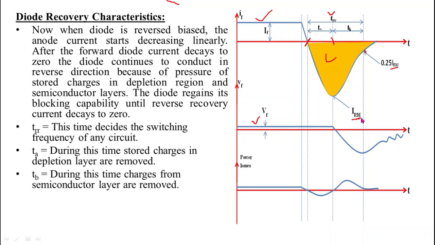Now what is QR? It is the total stored charges and it is represented by this shaded area. So the conclusion is, during time TRR, we have to remove all these stored charges, shown by this shaded area. In short, we can say that total stored charges QR, the sum of stored charges in depletion region and semiconductor layer, must be removed in time TRR, and TRR is equal to TA plus TB. In TA the charges from depletion region are removed. In time TB, charges from semiconductor layer are removed.